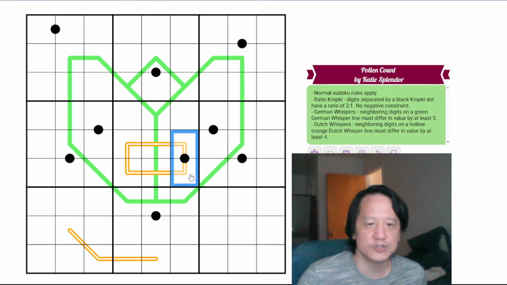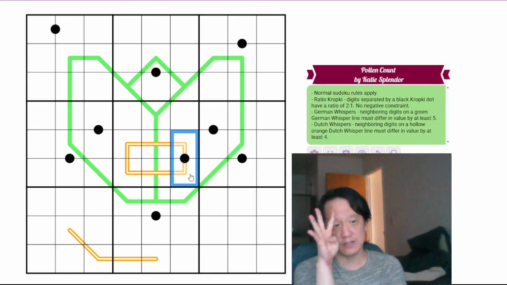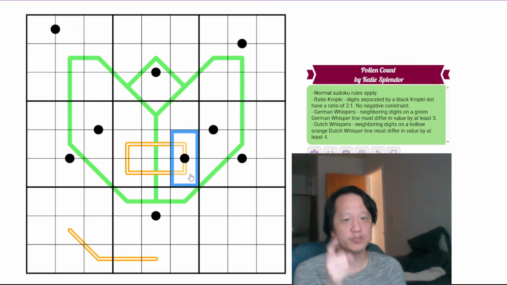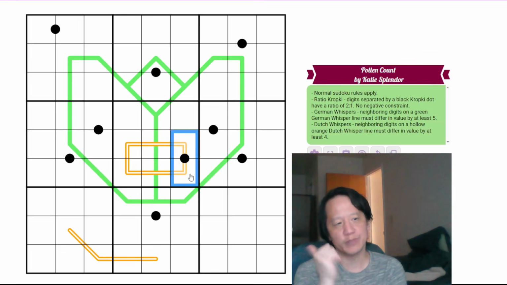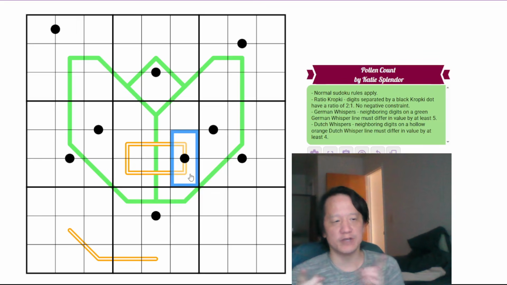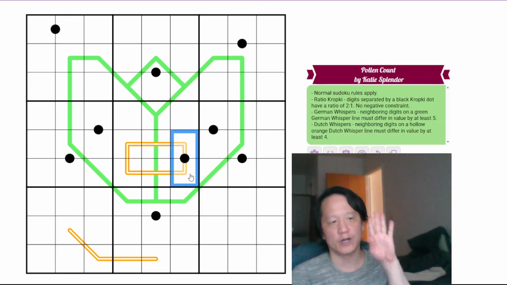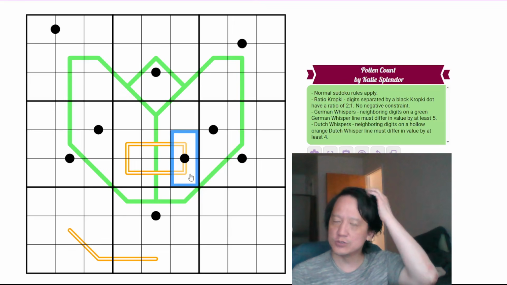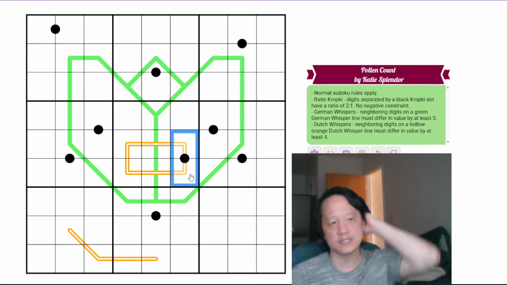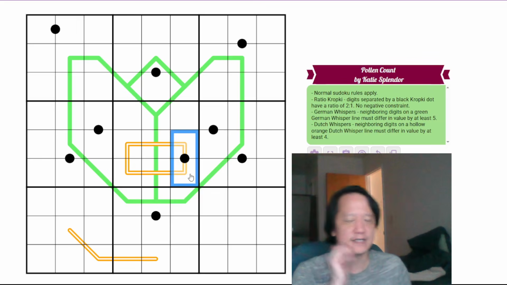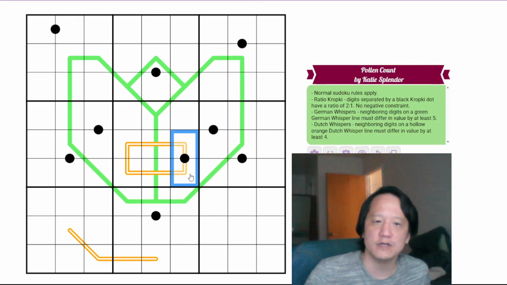Okay, these two digits must have a difference of at least 4, and one must be double the other. So this has to be a 4-8 pair, because the only places where one digit is double the other and have a difference of at least 4 is 4 and 8. 1 and 2 doesn't, 2 and 4 doesn't, 3 and 6 doesn't, and 5 and 10 is not a digit. So this must be a 4-8 pair here.